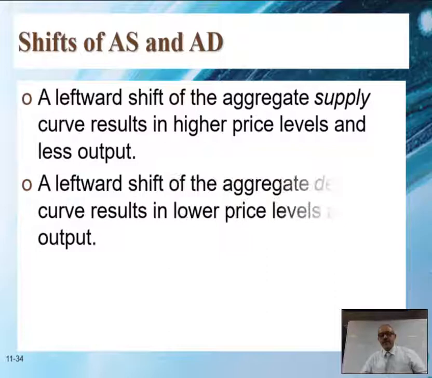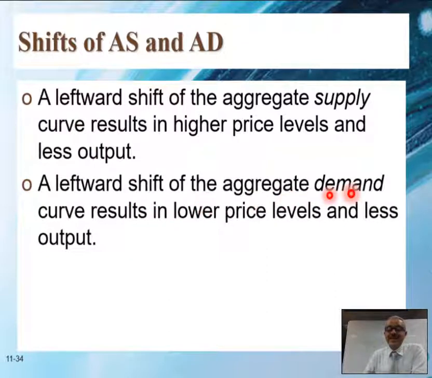Now what happens if there is a left shift to the aggregate demand? So what happens if this is the demand and it shifts to the left? We move from here to here. So in both cases, we've got lower prices and lower output. Are you guys okay with this?